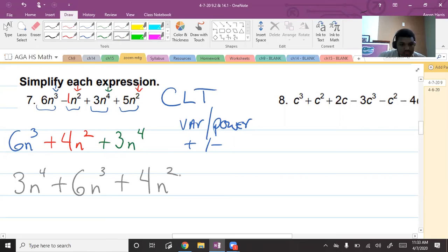Now, why can't I combine them? Because of what we just said. N to the fourth, n to the third, n to the second, they're in the same n family. But remember, second cousin, third cousin, fourth cousin, they're different extended family members. They're not in the immediate family. Okay? All right. So what about this one?